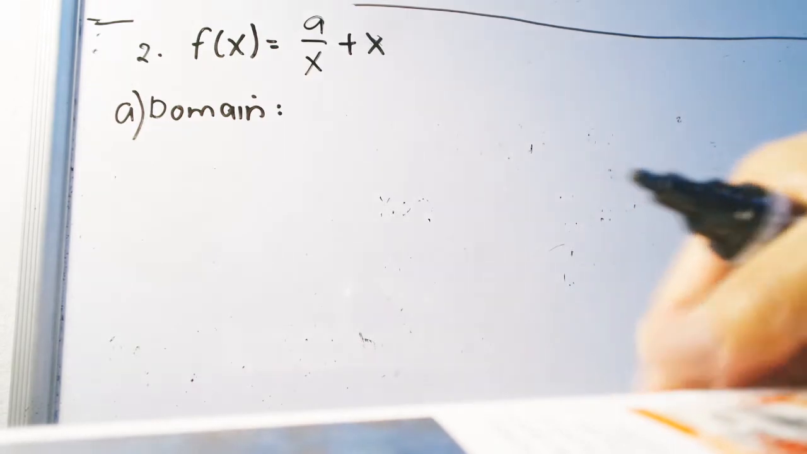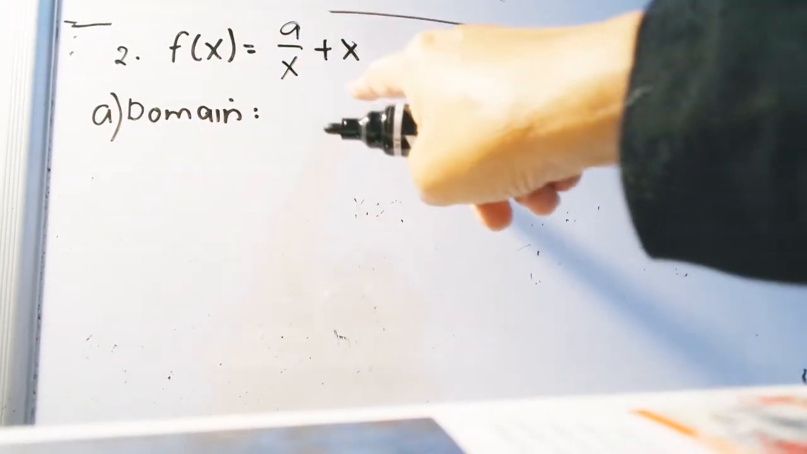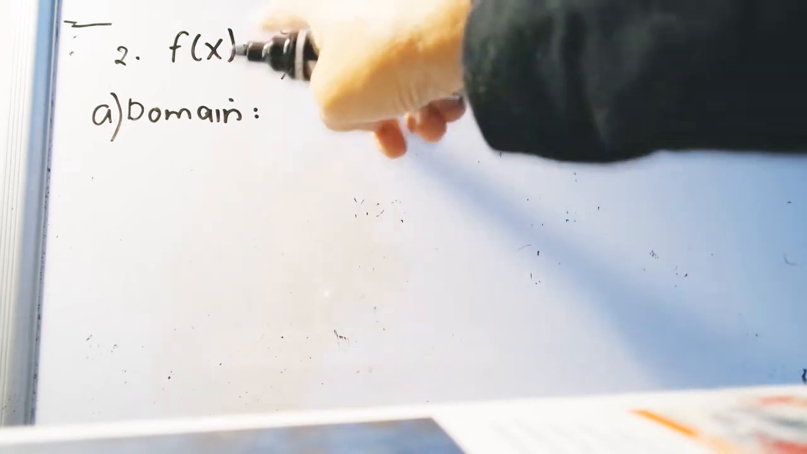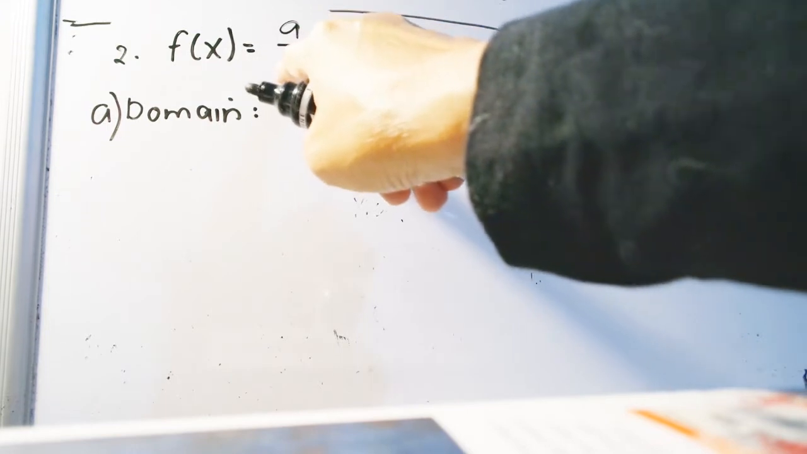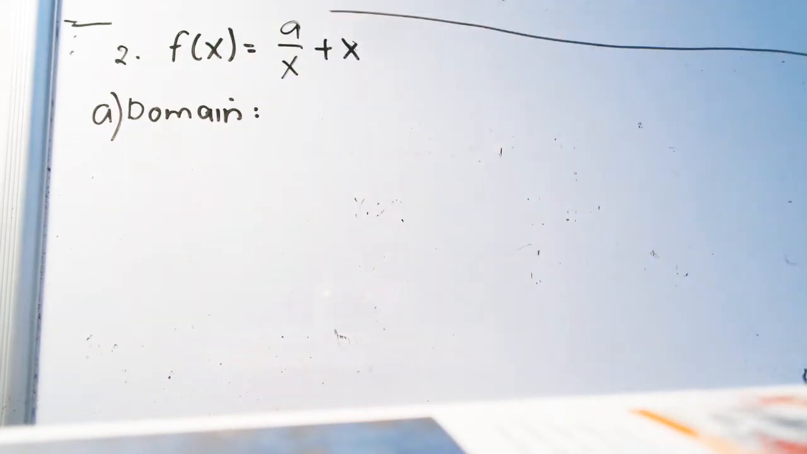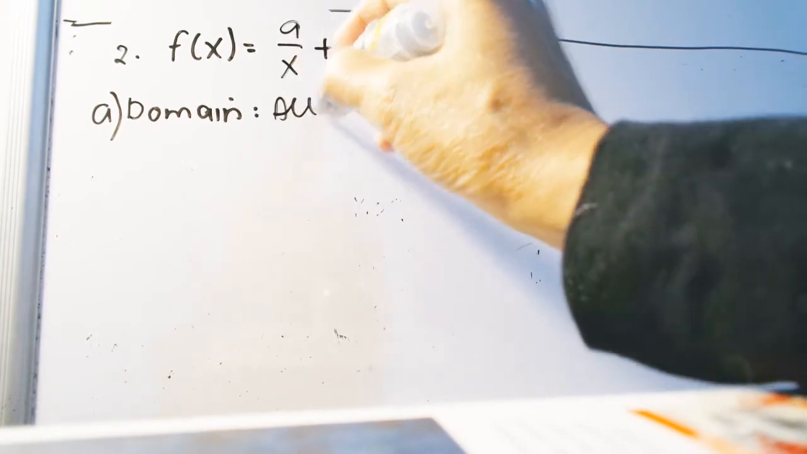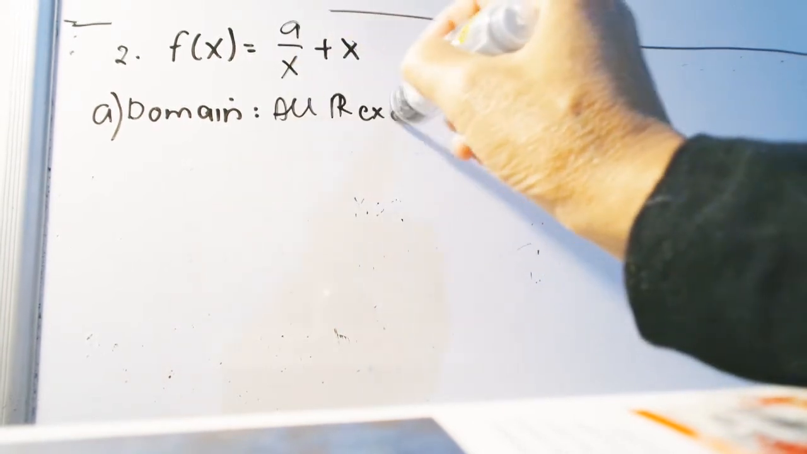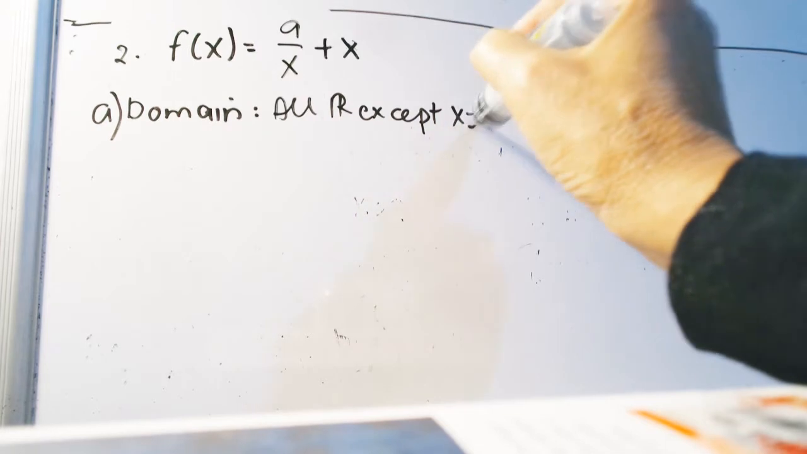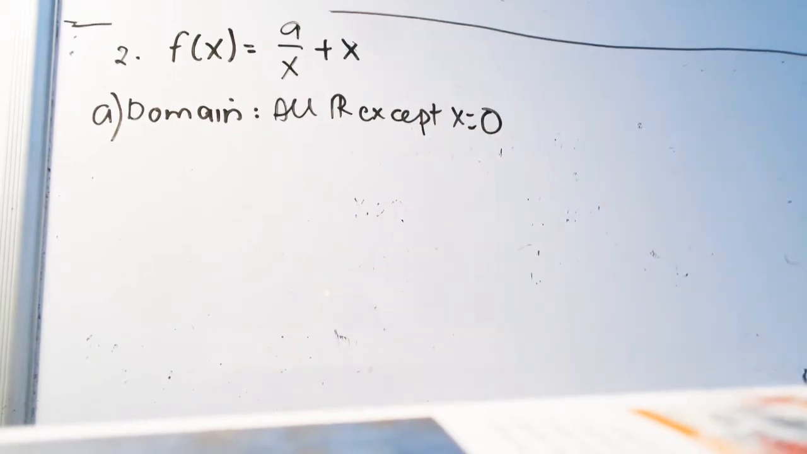You can see here in the function we have two terms. One is 9 over x, plus x. Any value that you substitute into the function has to go to this x and this x. This x can be any number. But this term is 9 over x, and it is undefined when x is 0. So what can you say here about the domain? The domain is all real except x equals 0.